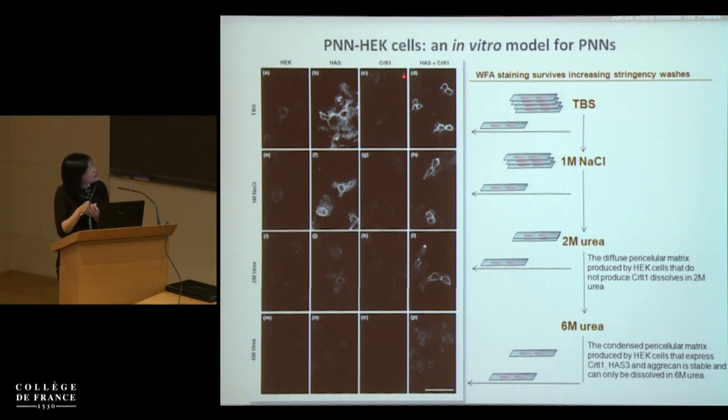It is only in these cells that we have double transfection of hyaluronan synthase 3 and link protein. Up to 6 molar urea, you can still see WFA staining on the cell surface. It's not as nice or intact as the 2 molar urea washes, but with double expression of these two molecules, we can at least have the perineuronal nets after 2 molar urea washes. So we are quite confident that these cells are behaving very much like perineuronal nets.